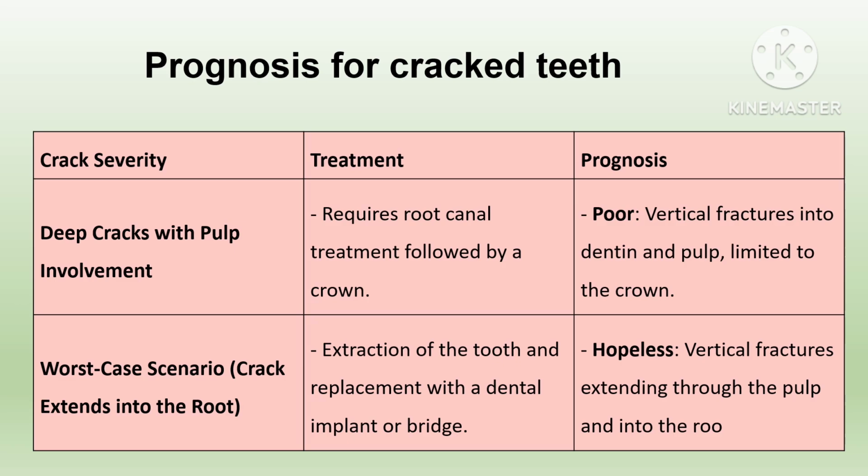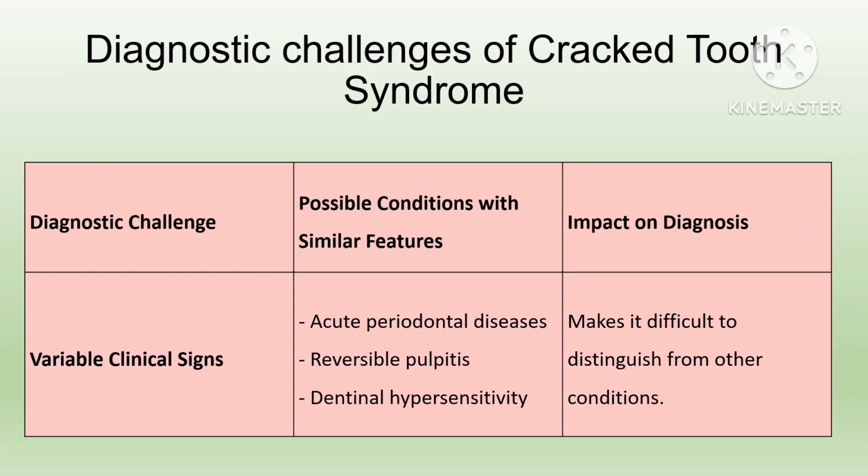And in the worst case scenario, where the crack extends deeply into the roots of the tooth, reaching beneath the bone, the tooth cannot be repaired. The only option is to extract the tooth and replace it with either a dental implant or dental bridge. Prognosis is considered hopeless in these cases as the crack involves both the pulp and the root, making restoration impossible.